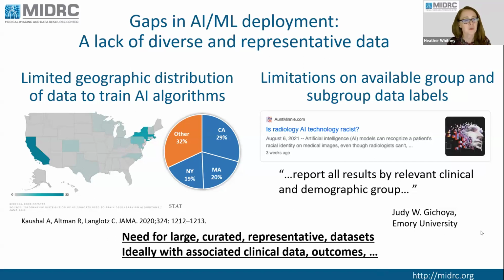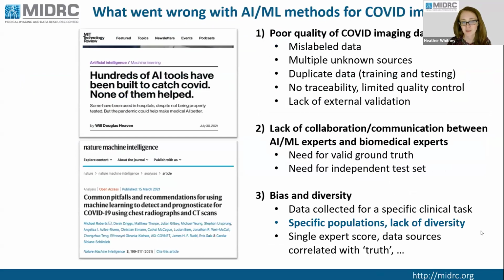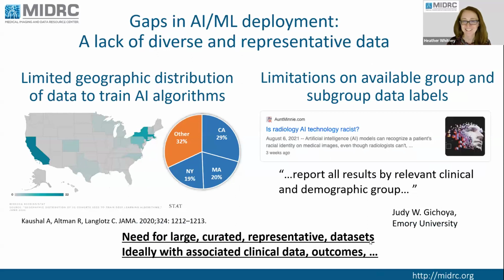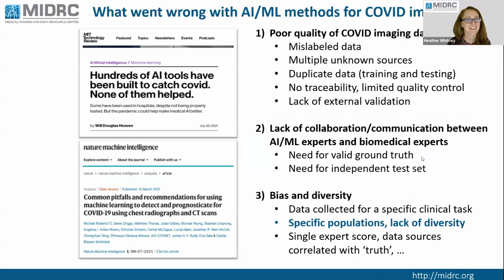Next slide. So we see this need for large representative data sets. You can go to the next slide. Thank you. And if we review specifically the pandemic and what happened with COVID imaging, a lot of things popped out. We've seen some news reports about why AI tools didn't help in COVID as much as was hoped.